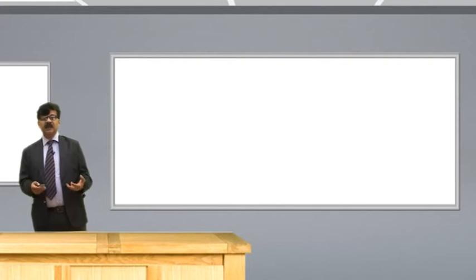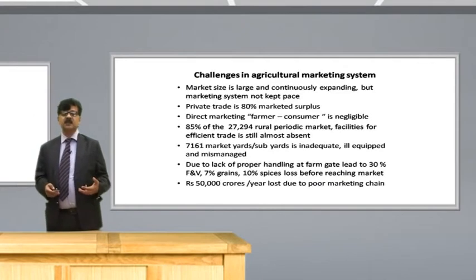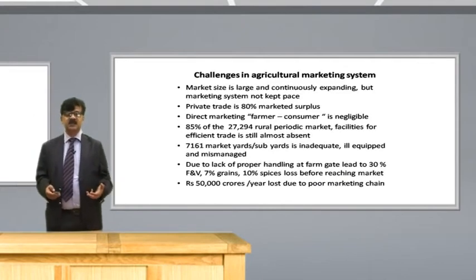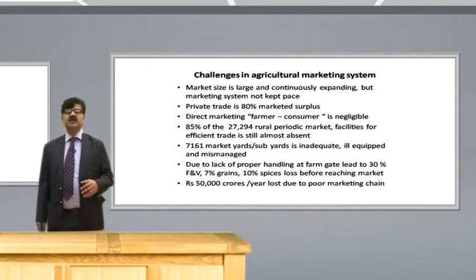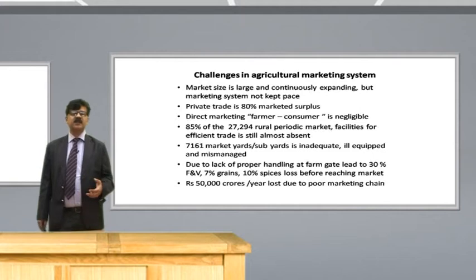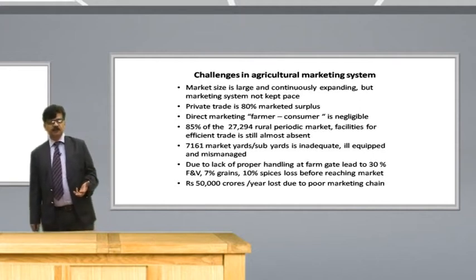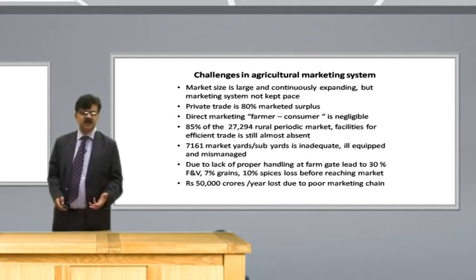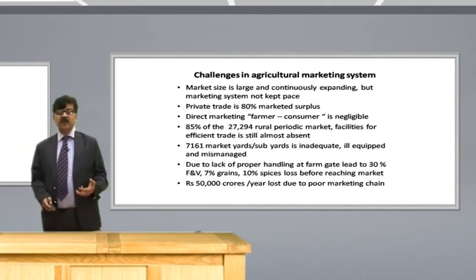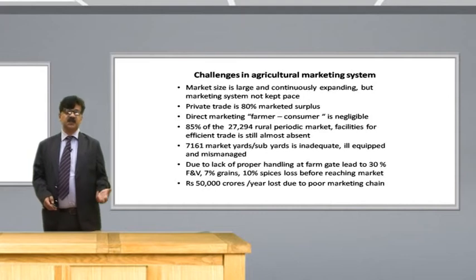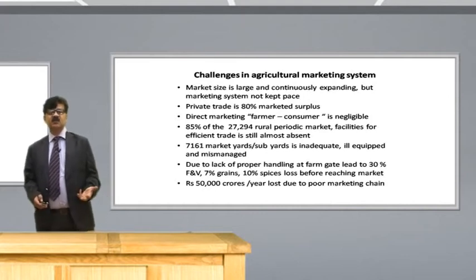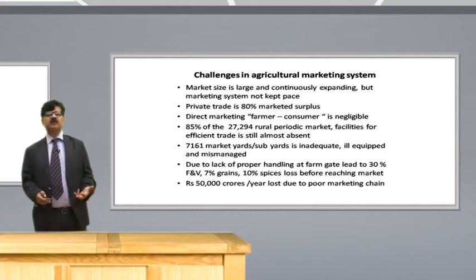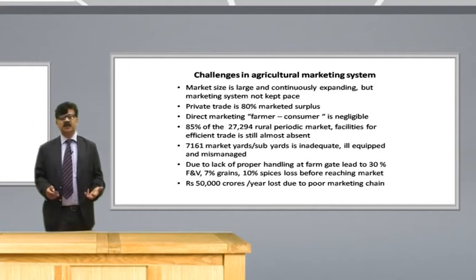In fact, the biggest challenge in the market as far as the agricultural marketing system is concerned is market size, which is continuously expanding, but the marketing system has not kept pace with it. There are a lot of private traders who are utilizing the trade which has a marketable surplus. In fact, what the study has said so far is that 80% of the produce is what is called the marketable surplus.